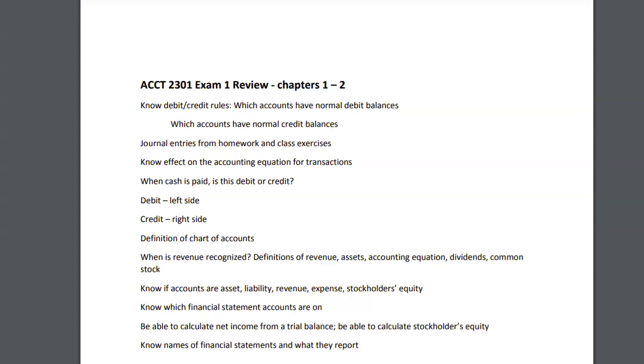As you know, several of our journal entries involve cash. So for example, when cash is paid, is this a debit or credit? The answer would be a credit. So remember, when cash is being received or it's coming in, it's increasing, that's going to be a debit. If cash is being paid, it's going out, it's decreasing, that's going to be a credit.